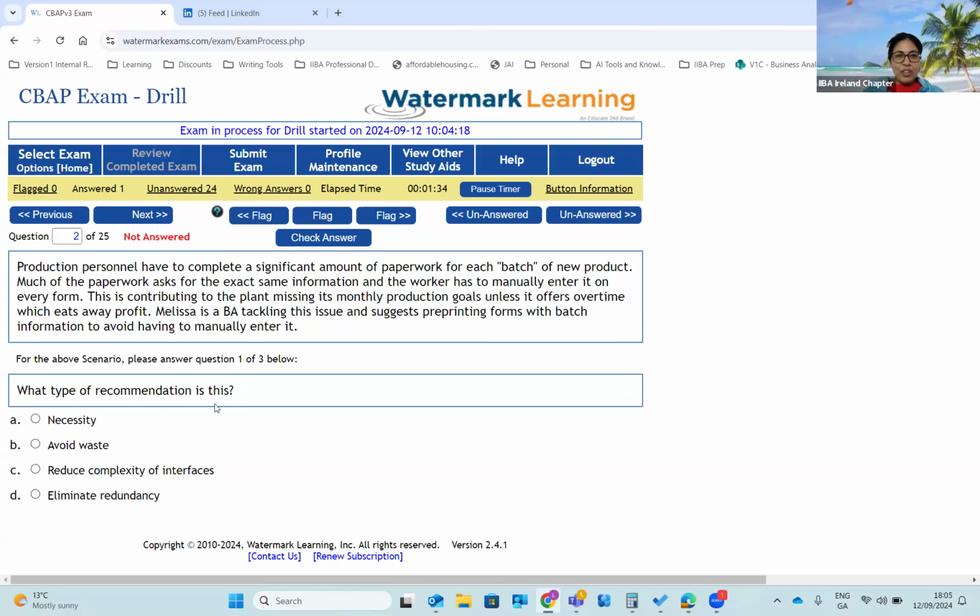The second one is production personnel have to complete a significant amount of paperwork for each batch of new product. Much of the paperwork asks for the exact same information and the worker has to manually enter it on every form. This is contributing to the plant missing its monthly production goals unless it offers overtime, which eats away profit. Melissa is a BA tackling this issue and suggests pre-printing forms with batch information to avoid having to manually enter it. What type of recommendation is this? Necessity, avoid waste, reduce complexity of interfaces, eliminate redundancy.